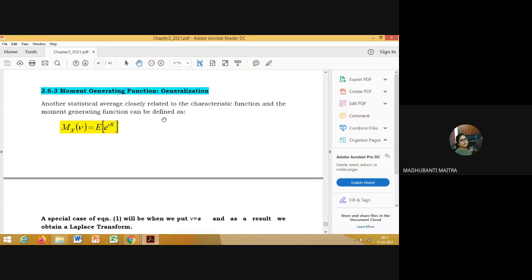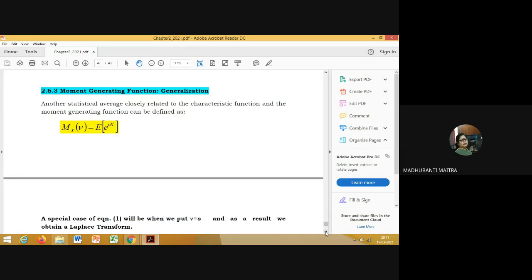Now, moment generating function generalization. So any moment generating function can be written like this, that is expected value of e to the power vx. We have seen that at times we have taken v is equal to j omega, and in the second case we have assumed that the value of v is equal to s, isn't it? Yes, ma'am. So we can generalize this moment generating function as expected value of e to the power vx, where v is the parameter.